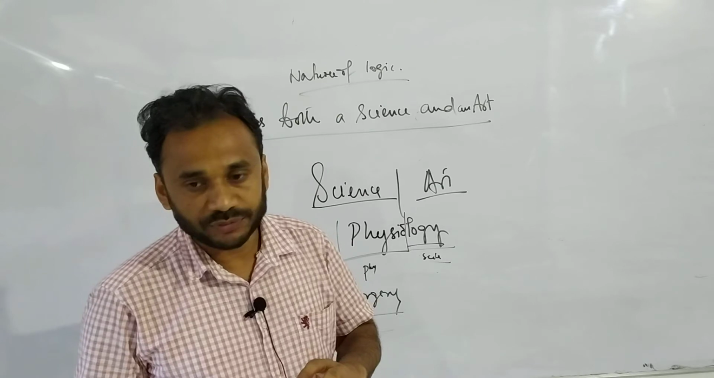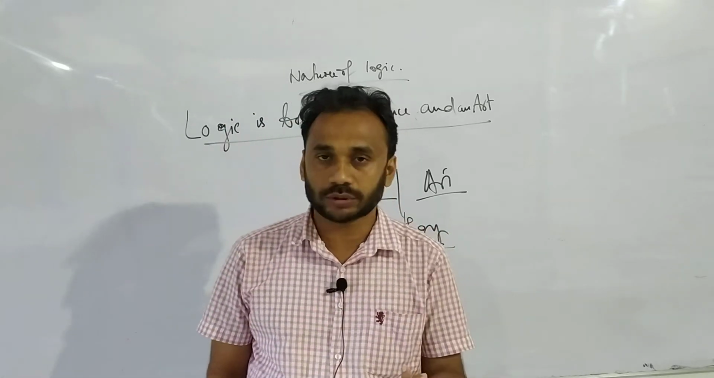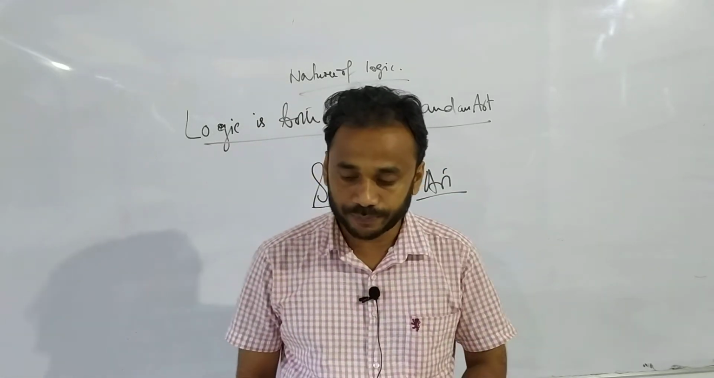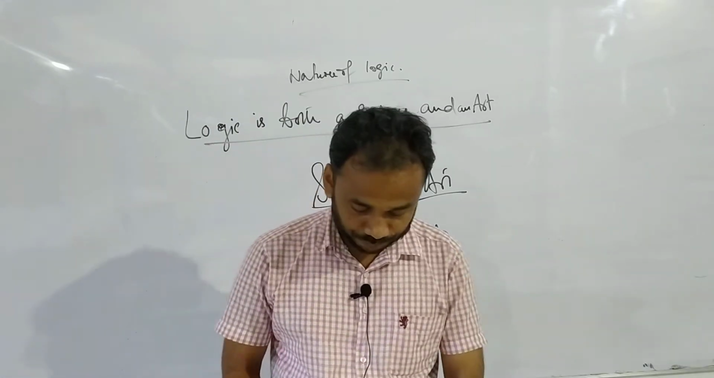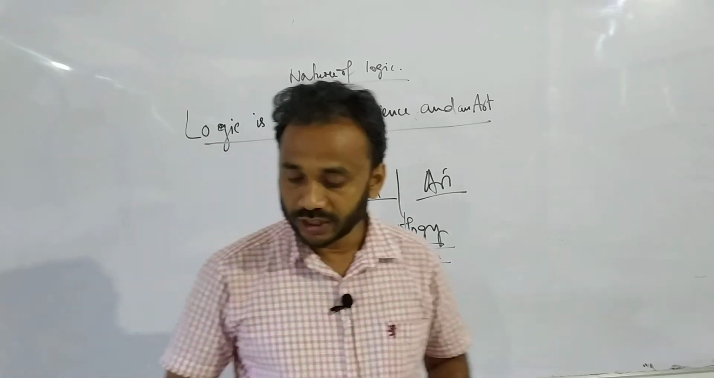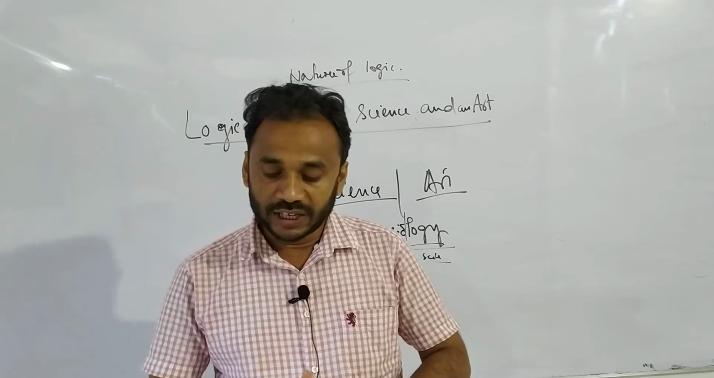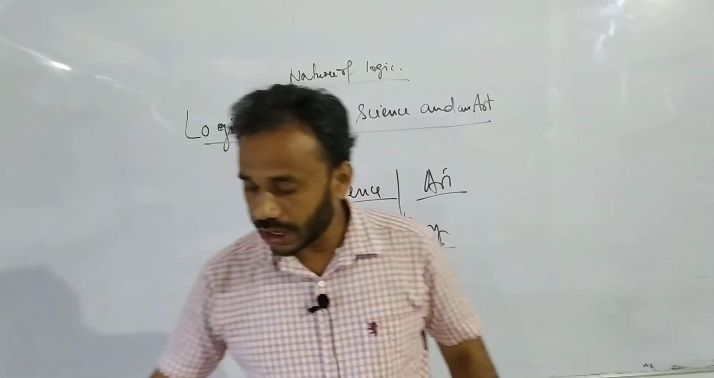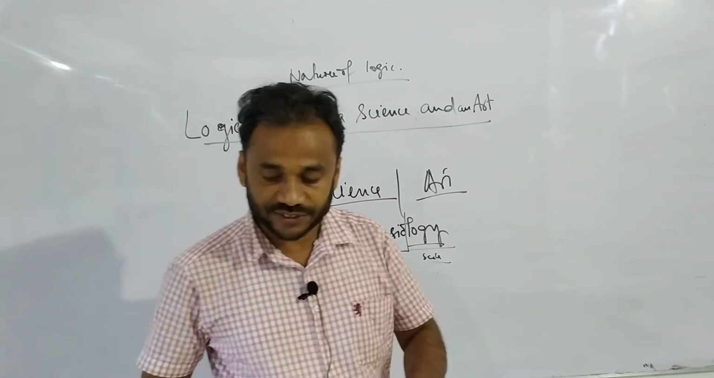So now the question is whether logic is a science only, an art only, or both. The heading is: logic is both an art and a science. Now, what is logic? Logic determines in a systematic manner the general principles of correct thinking. Thus logic gives us the knowledge of the general principles of correct thinking. So logic is a science.